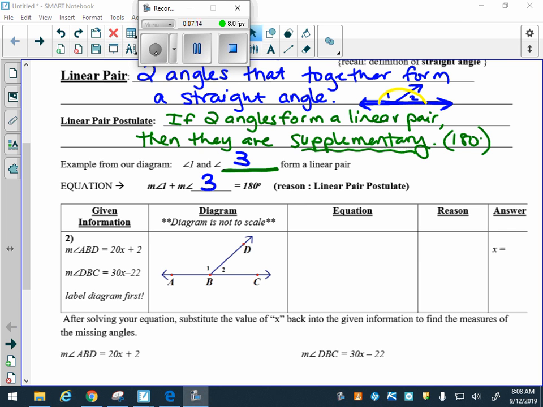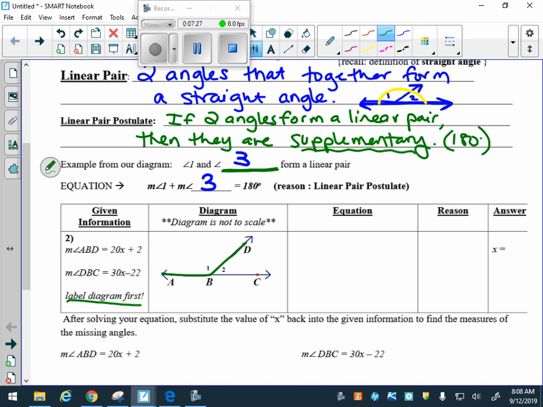Okay, so in this one, we are going to, of course, label the diagram first, always. Angle ABD, so measure of angle ABD is this one. That's 20x plus 2. And DBC is 30x minus 22.